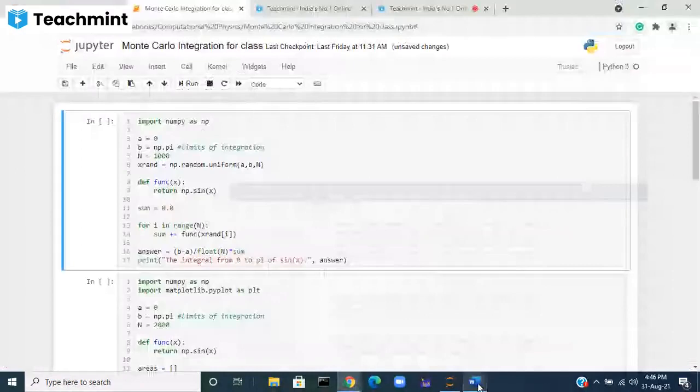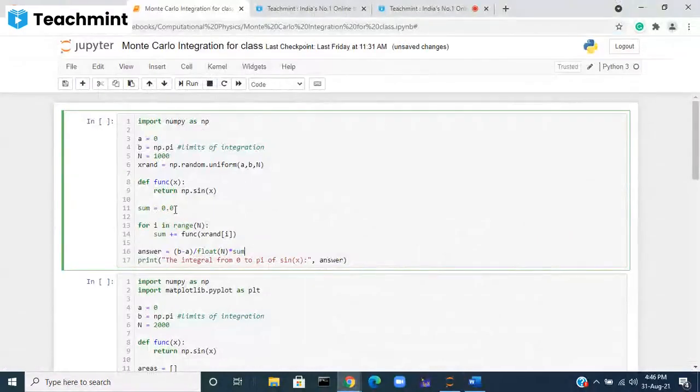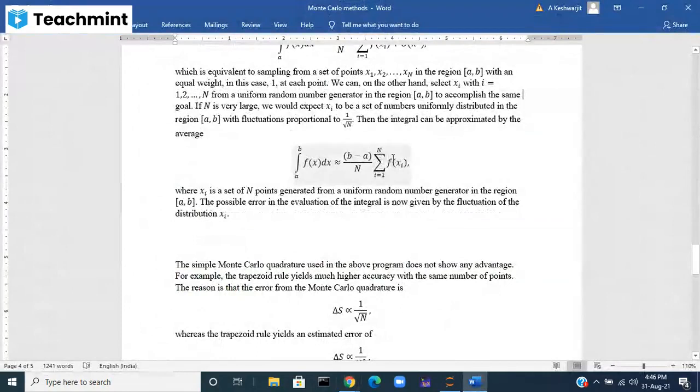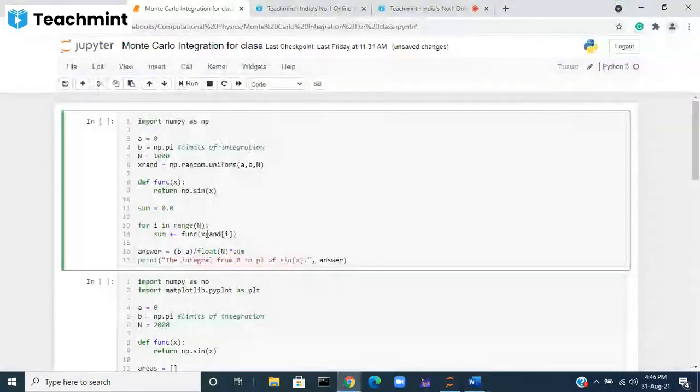So first we initialize the sum to 0. Then the value of the function is calculated at each of these points x0, x1, x2, and then the values of the function at those xi's are added to the sum. So what does this for loop do? This for loop calculates the summation of f of xi.